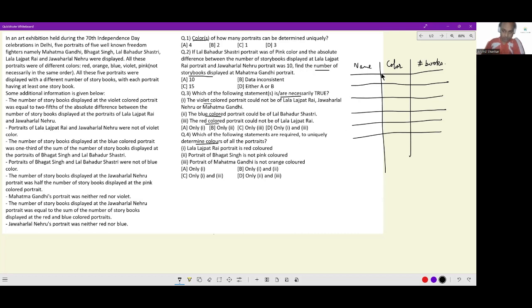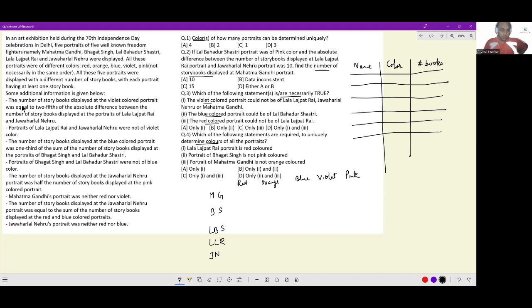So with that in mind, instead of creating a table like this, we end up creating a table, 5 by 5 matrix of names and colors. 5 people involved were Mahatma Gandhi, Bhagat Singh, Lal Bahadur Shastri, Lala Lajpat Rai, and Jawaharlal Nehru. And the colors involved were red, orange, blue, violet, and pink. This is the primary information that we have to capture.